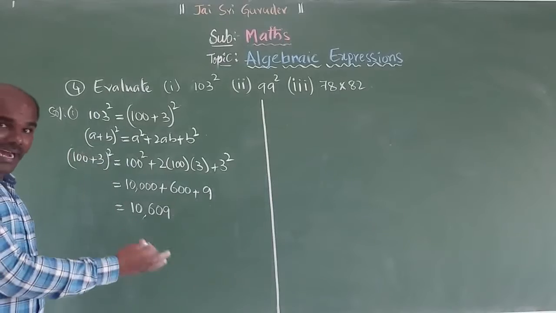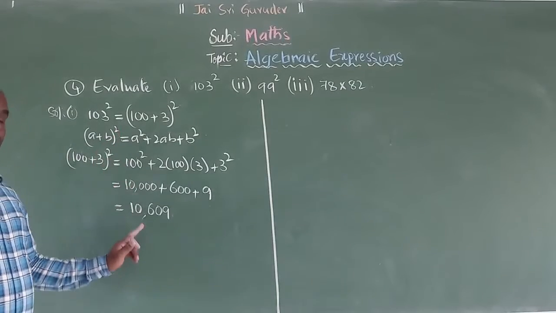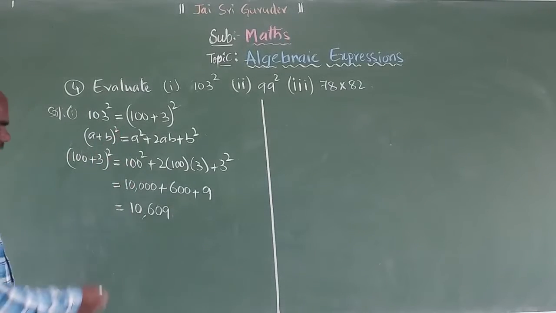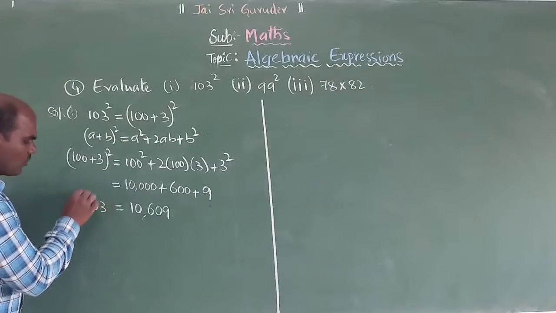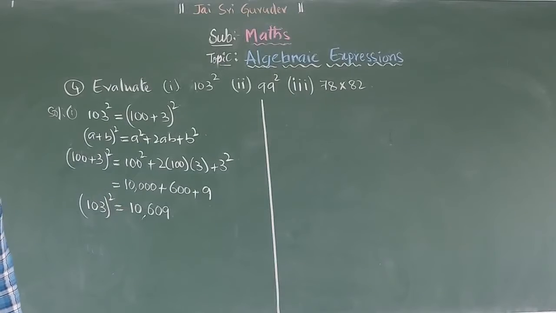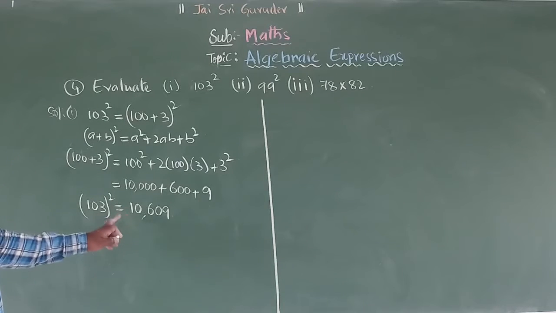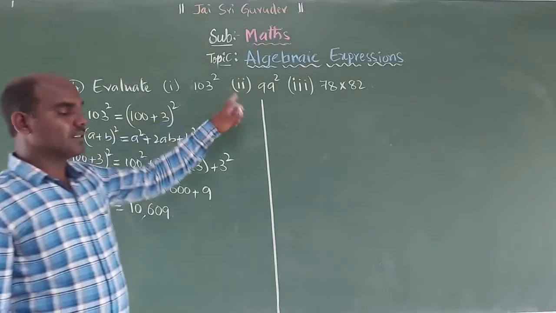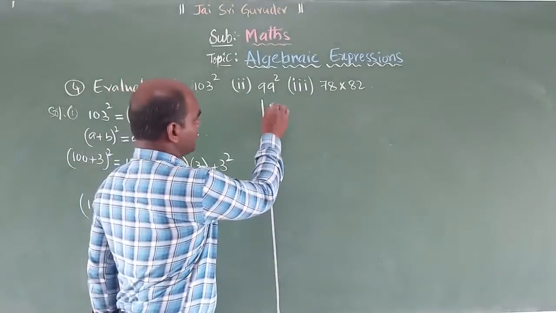While multiplying 103 into 103 also you will get 10,609 only. By applying that identity also you get 10,609 only. So this is one application on these numbers by using the identity. Did you understand now? Then we are going for the second one.